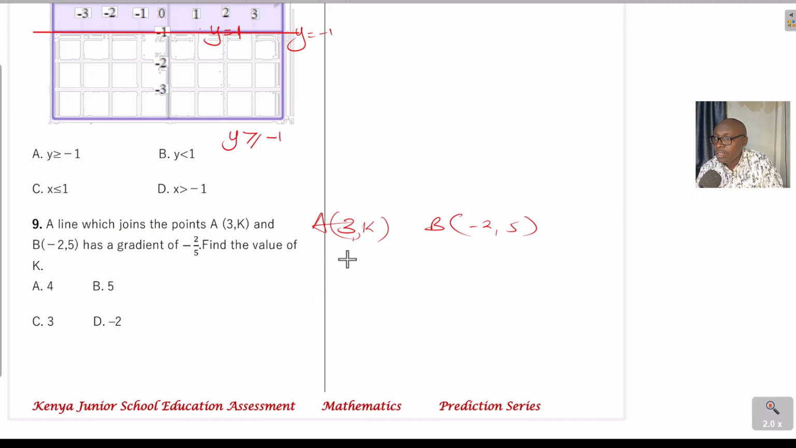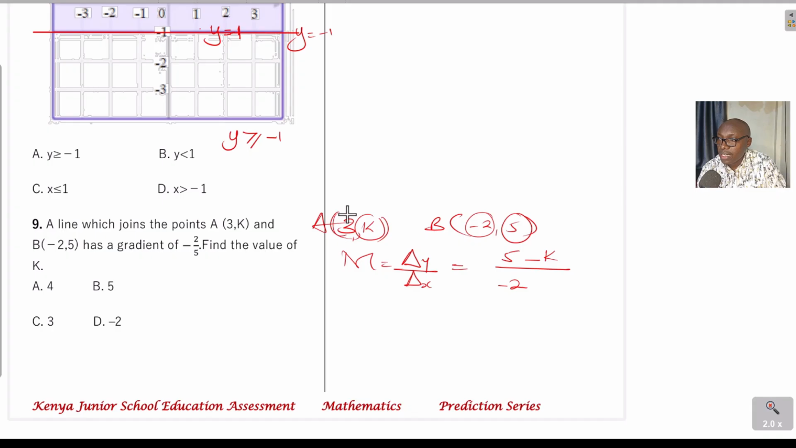So how do we get the gradient? Gradient is given by the change in Y coordinate divided by the change in X coordinate. The change in Y, we get 5 subtract K, the corresponding Y, then divided by the change in X, which is -2 subtract 3. That is how we get the gradient, and that gradient is equivalent to -2/5. So we simplify this. This will be 5 subtract K over -2 minus 3, which gives 5 subtract K over -5 equals -2/5.